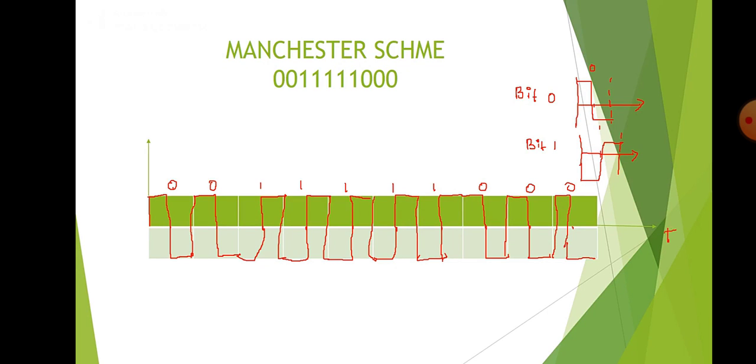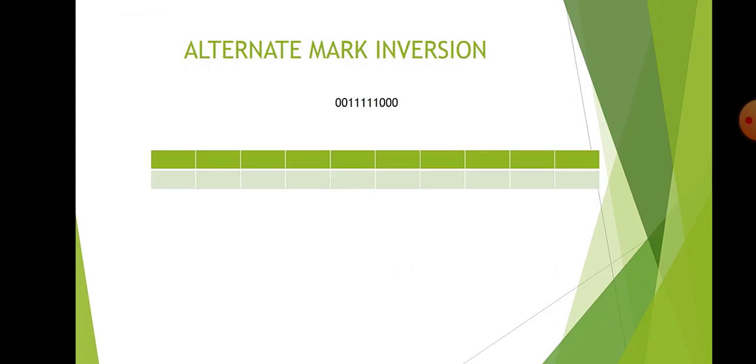So this is how we can represent the given pattern using Manchester scheme. Alternate mark inversion. In the case of AMI, neutral 0 voltage represents binary 0, and the binary 1 can be represented by alternating positive and negative voltages.